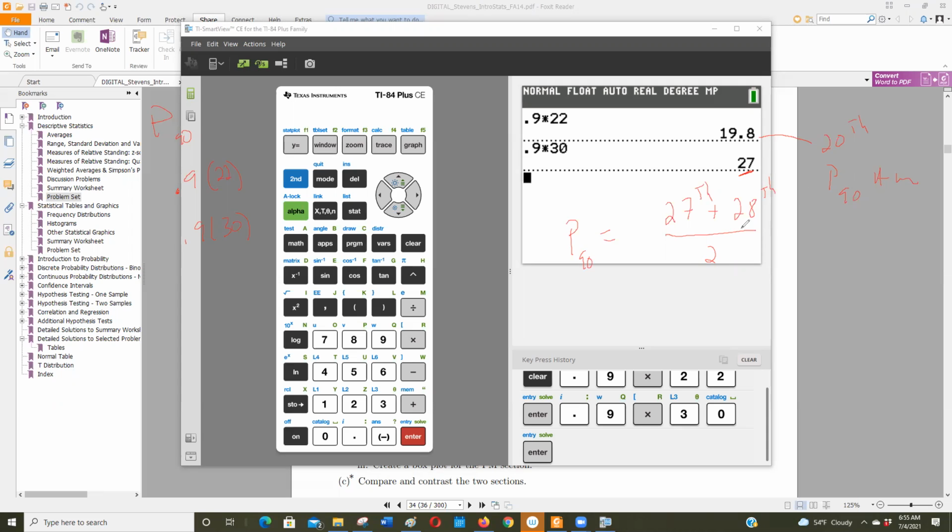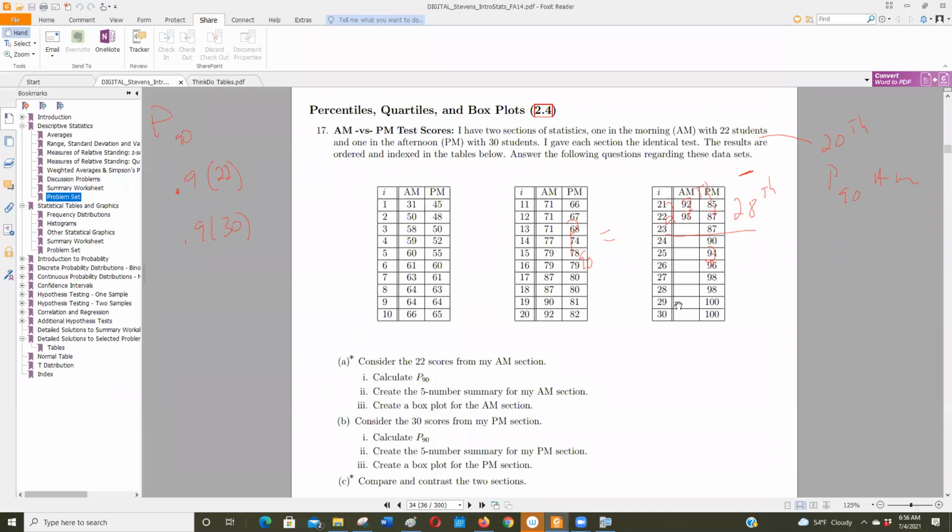And then this is a tricky thing. This is a hard thing to see until you've done a few of them. Okay, so we come back to the data. The 20th value for the AM section, wasn't that what we said? Yeah, is 92. So see how that's the number, it's that one. And then P sub 90 for the PM section is the average of the 27th and 28th. It just so happens that they're exactly the same.